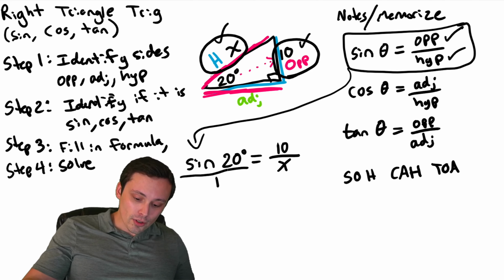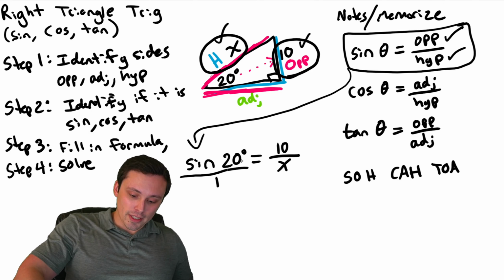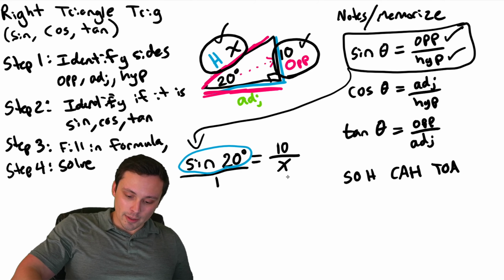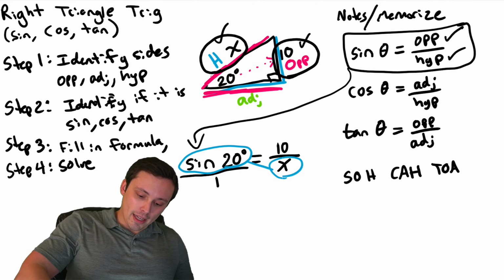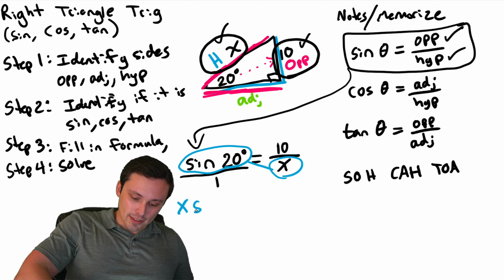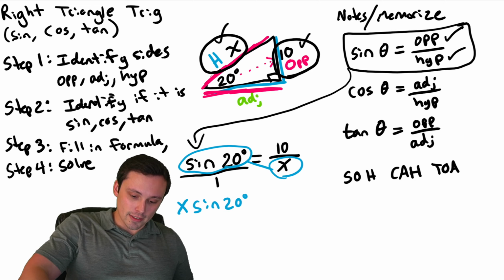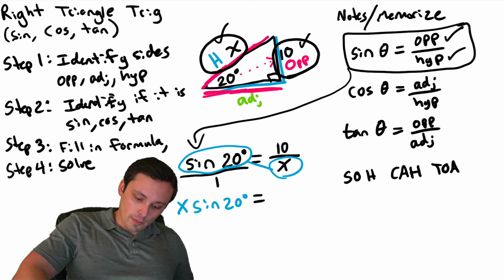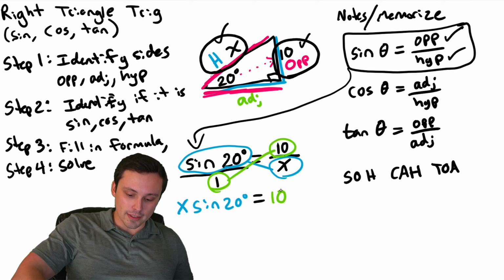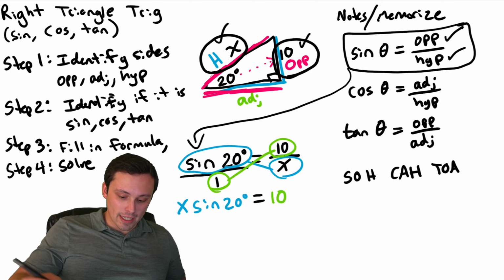Now, cross multiplication is simple. You do the top of one fraction times the bottom of the other, and write down what you get. You get x times sine 20 in this case. And then that is equal to the bottom of the other one times the top of the other one. That's 1 times 10 is 10. You can start out that way every single time.